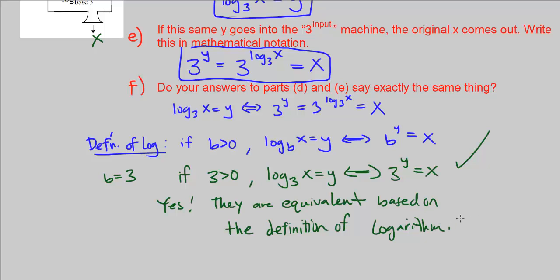And there we go. So that's going to end for us CPM Precalculus Chapter 3, number 76.